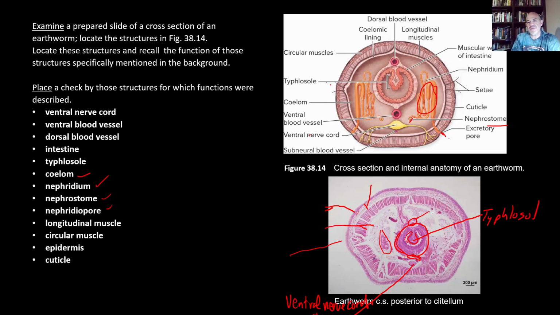And you can see that labeled right there in the ideal image above there. So the function of the typhlosole, it's an inner folding of the intestine, and that increases surface area for better absorption. Right. So what have we found in these images?